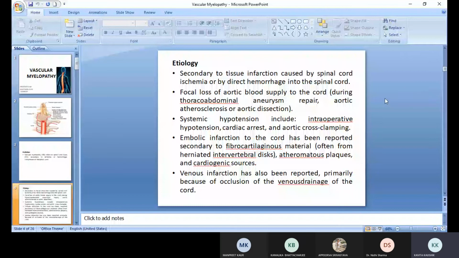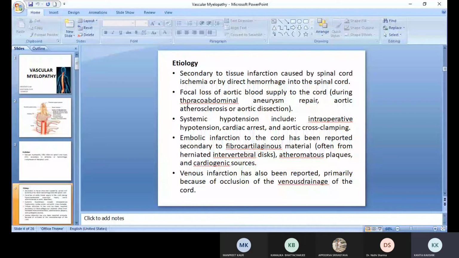Etiology of vascular myelopathy. It is secondary to tissue infarction, which is caused by spinal cord ischemia or hemorrhage to the spinal cord. Mostly, it is focal loss of aortic blood supply to the cord during any surgery, such as thoracoabdominal aneurysm repair, aortic atherosclerosis, or aortic dissection.